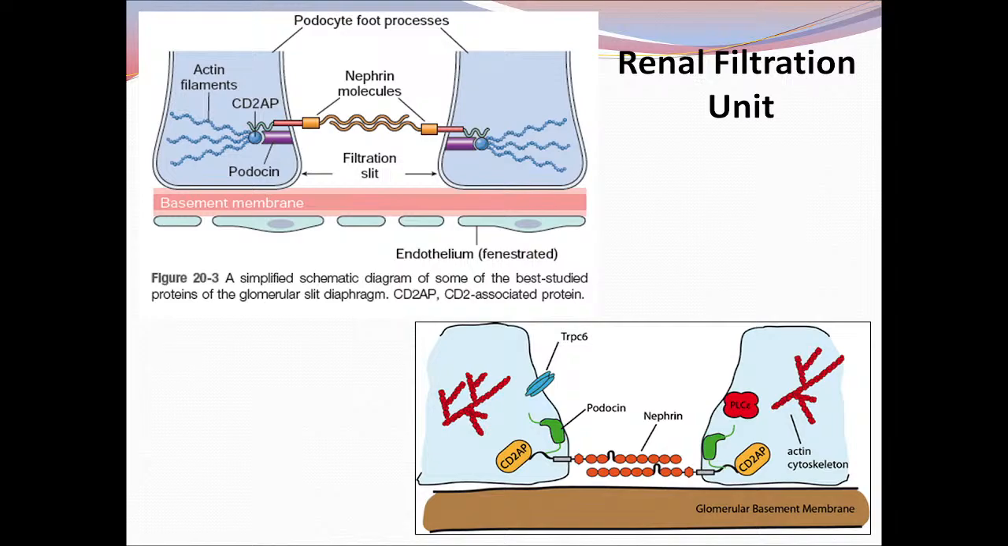But when there is some pathology or abnormality in these protein molecules like podocin or nephrin, then this passage will be clear and a lot of proteins are excreted. So, that is the importance of making you understand the importance of this renal filtration unit or the filtration slit.